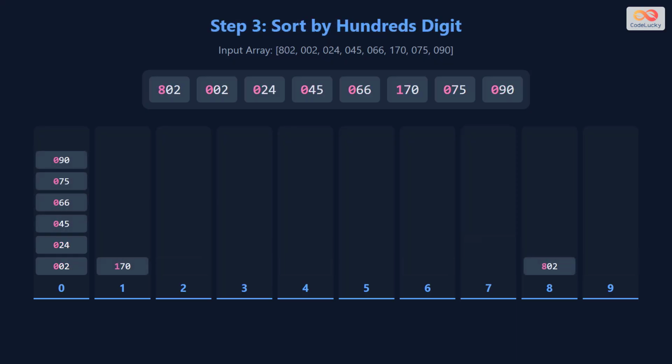Finally, we sort based on the hundreds digit. Numbers like 24 and 45 go into bucket 0 because they have an implicit 0 in the hundreds place. 802 goes to bucket 8. When we collect them this final time, the entire list is perfectly sorted.